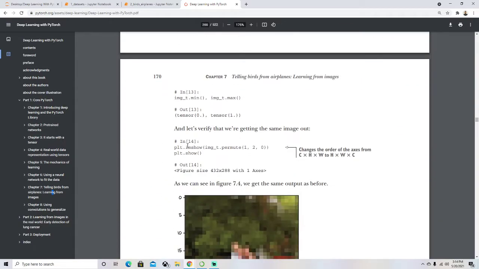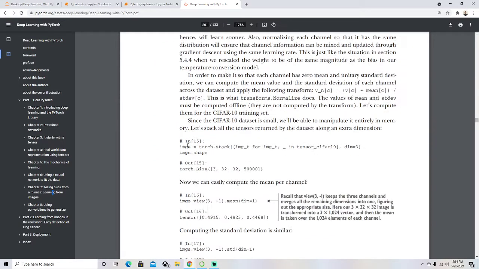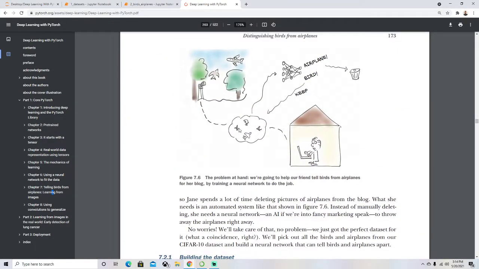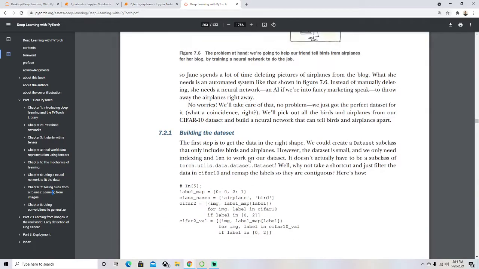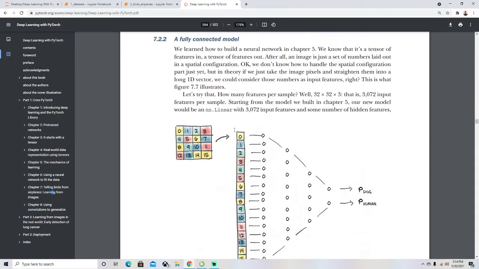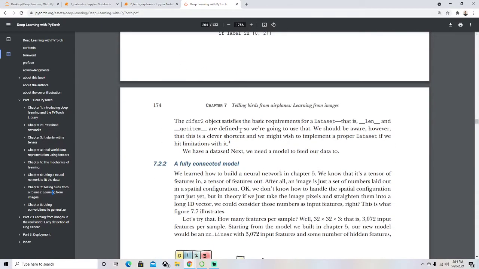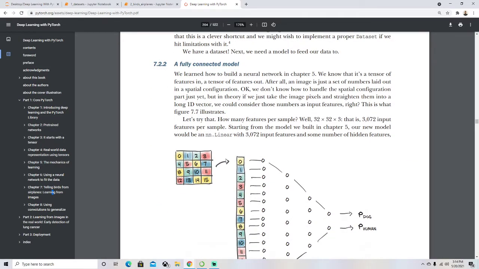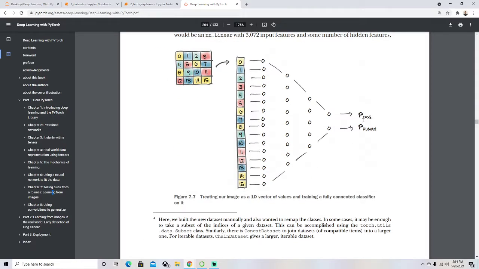So I'll go through the chapter a little bit right now. Basically, we're creating a neural network to decipher between airplanes and birds through the images. This is the code where we are taking the CIFAR-10 dataset and switching it to a CIFAR-2. Here's the fully connected model. What it's showing here is that however many nodes we have, each pixel within the image has to go to each node, and the output would be a probability.